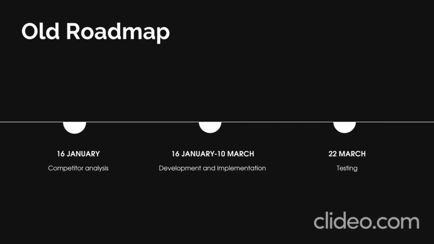And let's compare our old roadmap with the new one. Here you see our old roadmap, and it consists of three points: competitor analysis, development, implementation, and deployment between the 16th of January and the 10th of March, and the last one is testing till the 22nd of March.